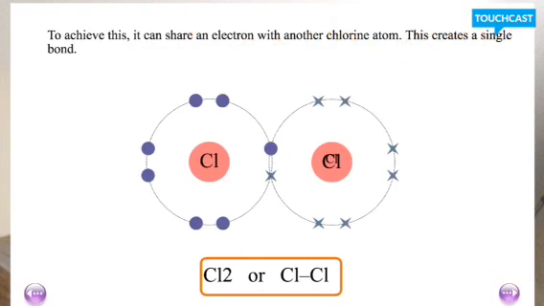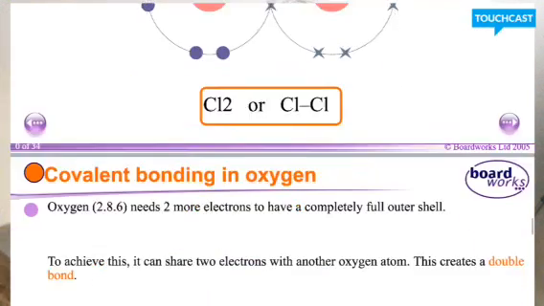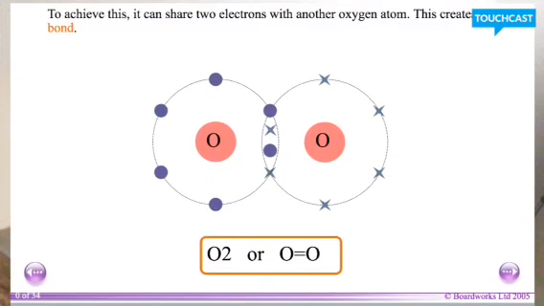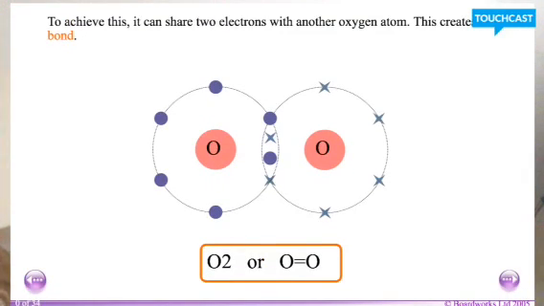Let's have a look at another example. Here we have oxygen. If you look in your periodic table, I want you to find the group in which oxygen belongs. Pause this video for a second, go to your periodic table, and find the group in which oxygen belongs.